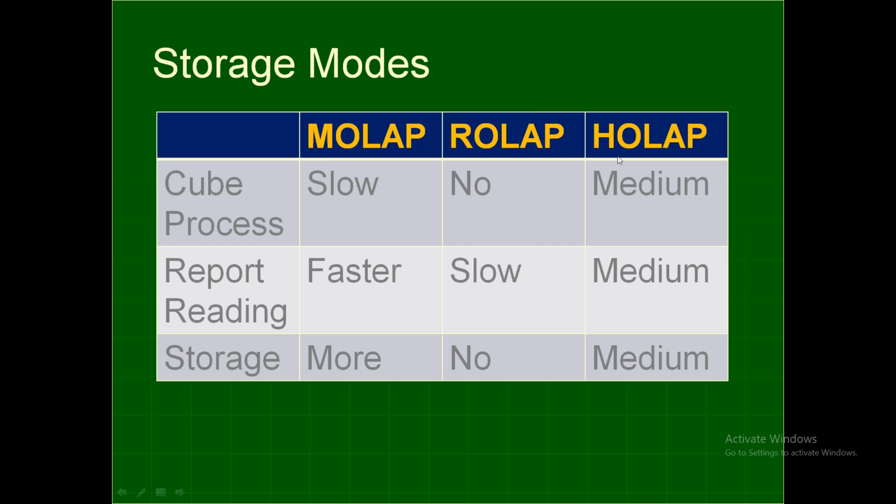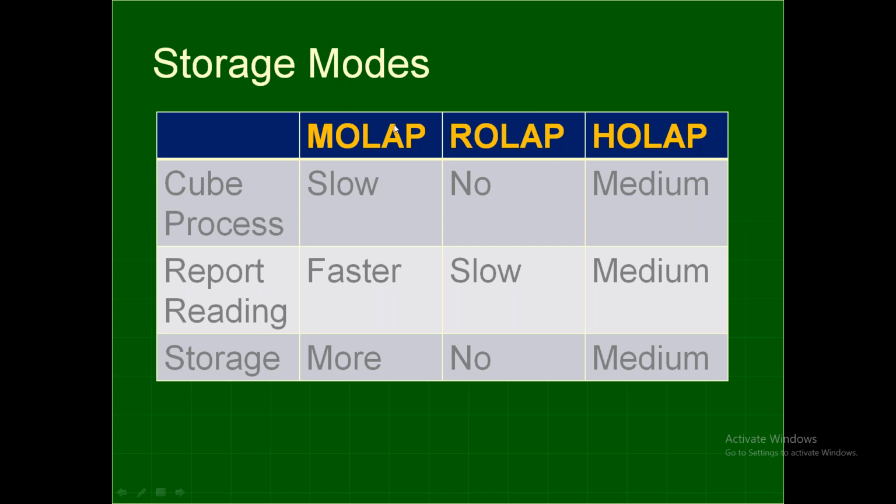So cube processing is medium. Why? All aggregations I need not prepare. 20 items, 20 food varieties, I need not prepare as a chef. I prepare only 10 items. So if they need more, I can prepare on the fly. That is the meaning of this. Okay. Report reading is medium because some reports are faster, and for some reports the aggregations are missing. You have to go back to the data warehouse. And storage also: I'm not going to be using a lot of hard disk. I'm not going to be using much dining area because I'm preparing fewer dishes. Clear? So that is what is called HOLAP.